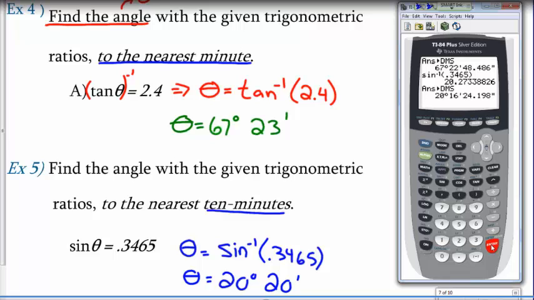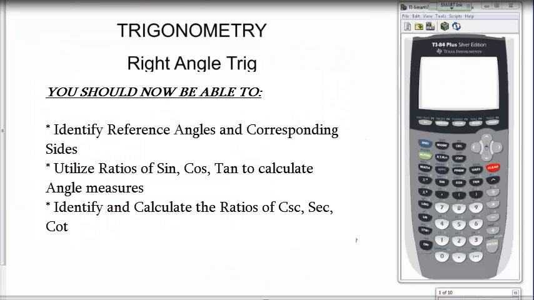So that concludes today's lesson. I hope you've enjoyed it as much as I have enjoyed trying to create it. Here's a list of things that you should be able to do. If you feel weak in any of these areas, feel free to go back and practice and concentrate on these skills.